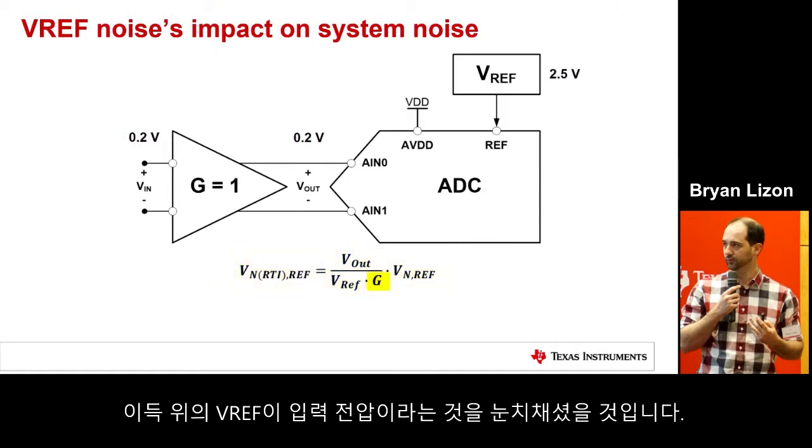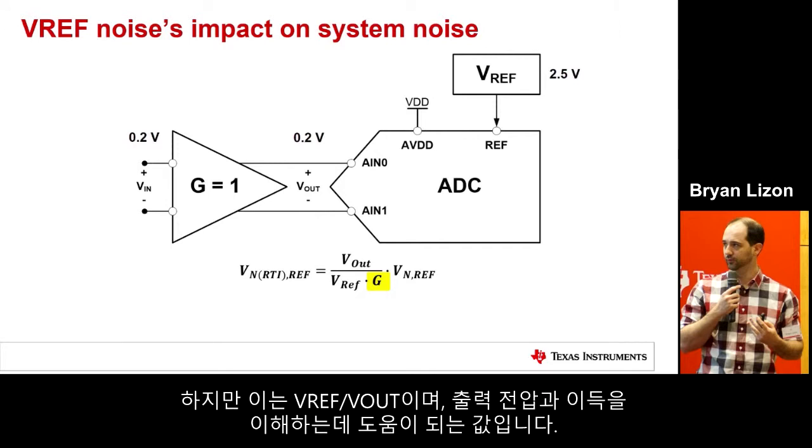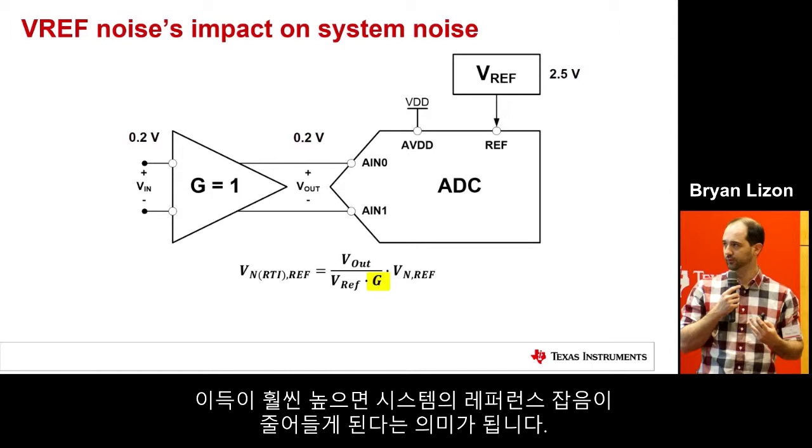And you might notice that V out over gain is actually just the input voltage. So again, this is effectively V in over V ref. But it helps to understand this in terms of the output voltage and the gain itself. So what this means is that if your gain was much higher, you would actually have less reference noise in your system.